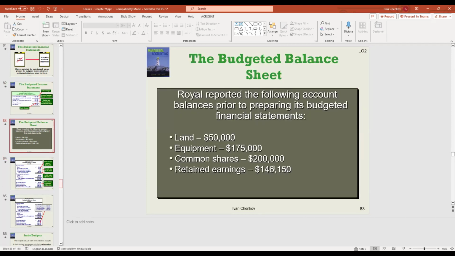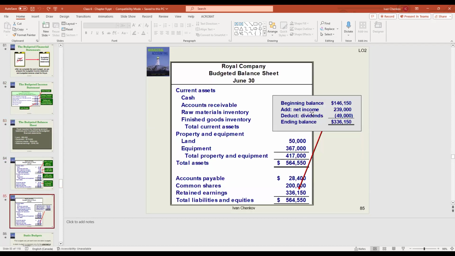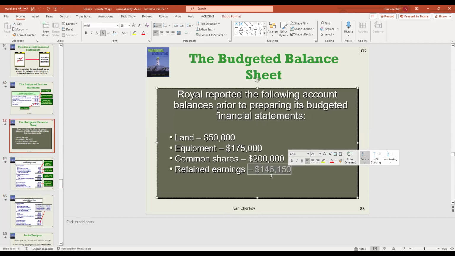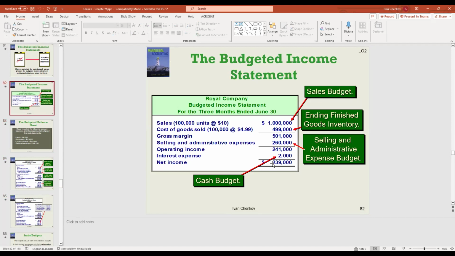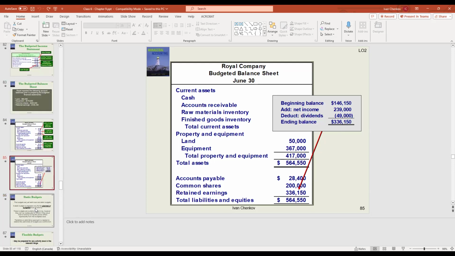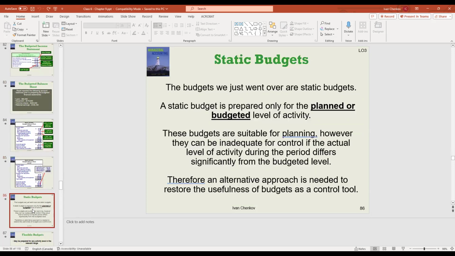Common shares are given. The last thing left is retained earnings. How are we going to get the retained earnings? Beginning balance of the retained earnings, we add the income, 239, and deduct the dividend that we paid, 49,000 in April, and we get the ending balance for the retained earnings. And that's the end of our budgets.